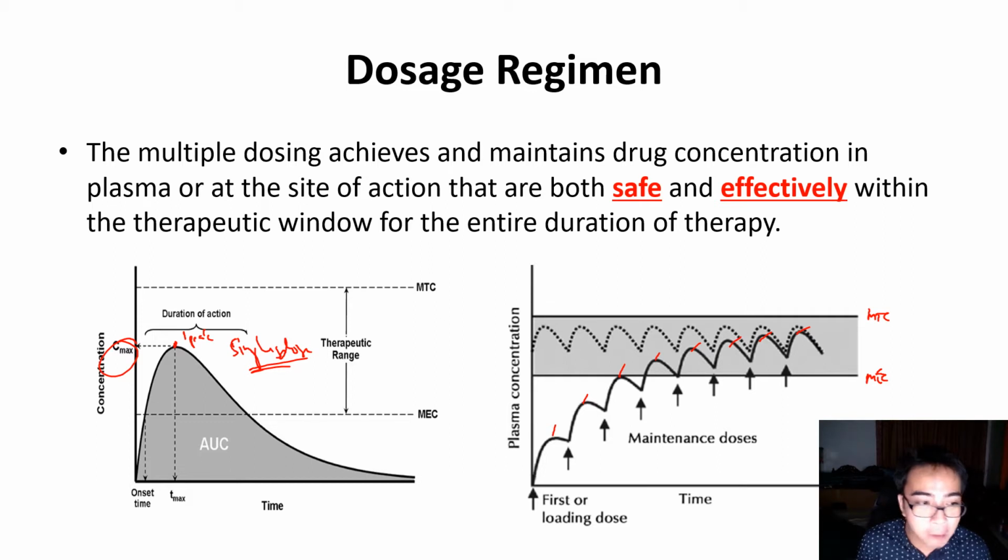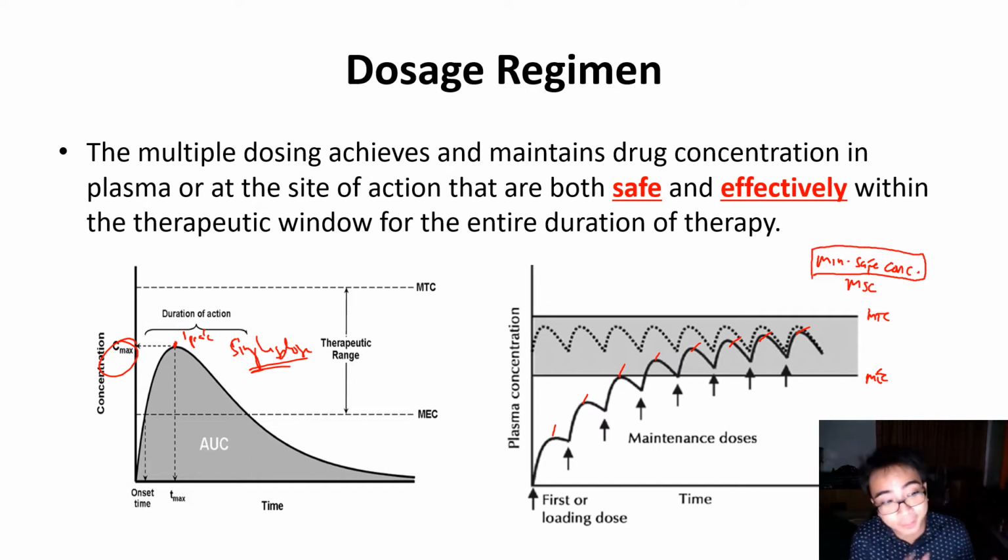However, class, a more appropriate term in terms of dosing regimen design, we usually replace this as minimum safe concentrations, or we call that the MSC. Okay, the minimum safe concentration. That's the more proper term being used when we're talking about dosage regimen design. Pero when we're just talking about therapeutic window, usually MEC, MTC. Okay, pero in our case, let's just say it's the MSC, the minimum safe concentration.